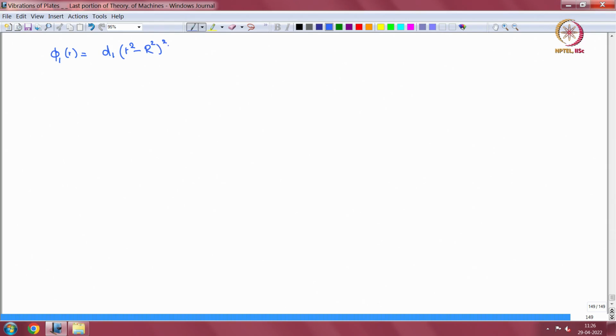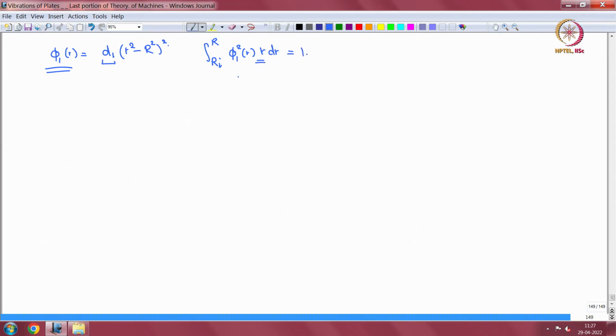Okay. Now, as was shown in the rectangular case, we can normalize phi 1 r right now or later. So, here we normalize right now. So, d1 constant is chosen such that the integral from r inner to r of phi 1 square of r dr, this r is now important, is equal to 1.